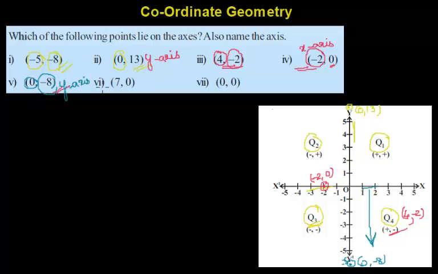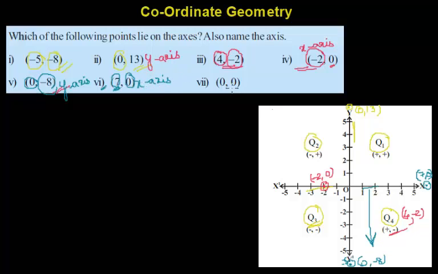Now, let us take the sixth point. The sixth point is 7, 0. That means the abscissa is 7 and the ordinate is 0, and 7 means it is 7 units away from y-axis. That means 5, 6, 7. And again it is 0. That means it is 0 units away from x-axis. Therefore, the point can be marked here as 7, 0. That means it is on x-axis.